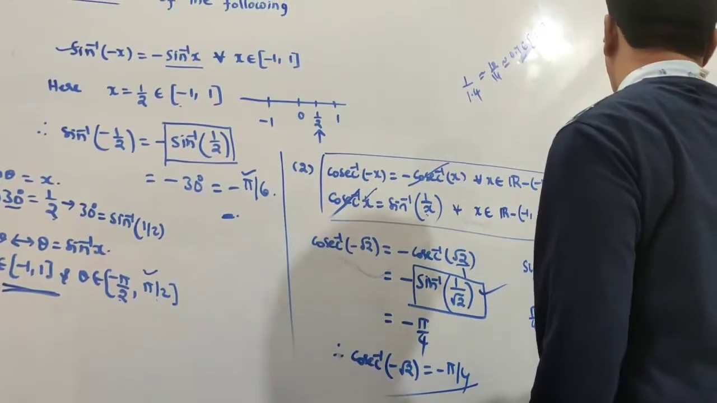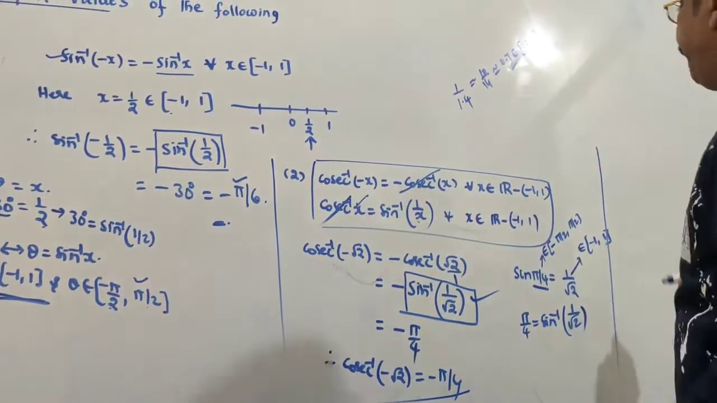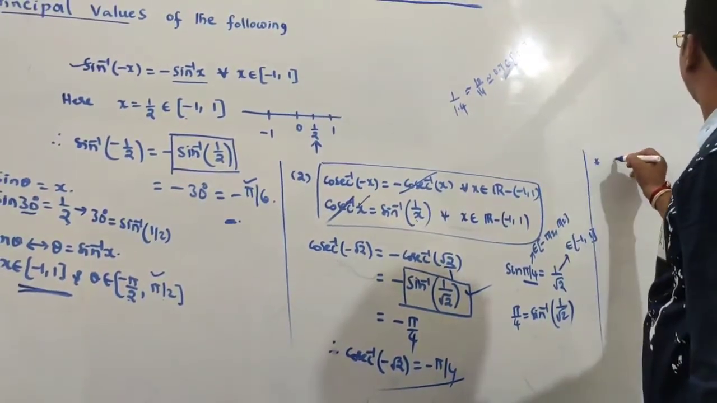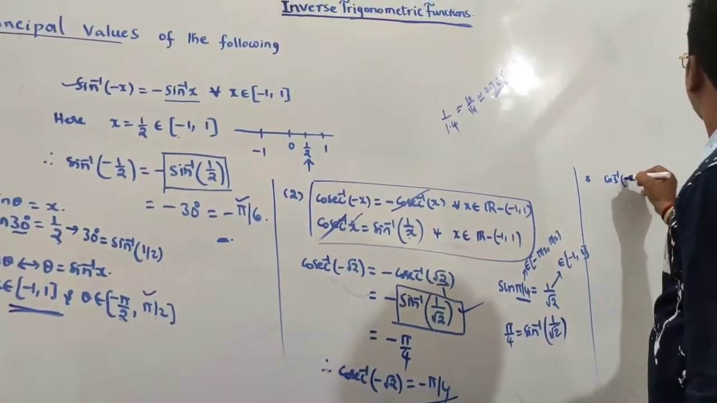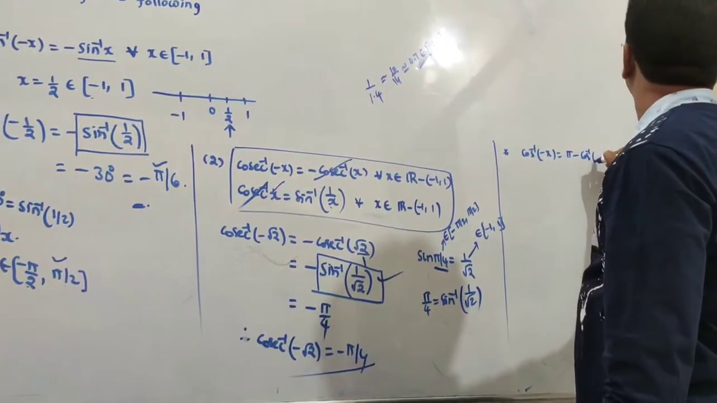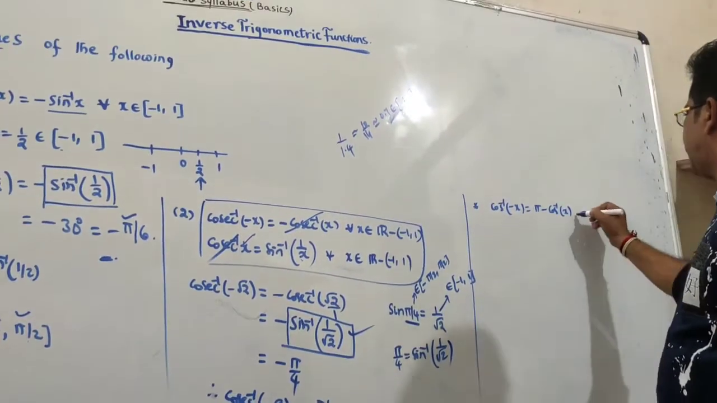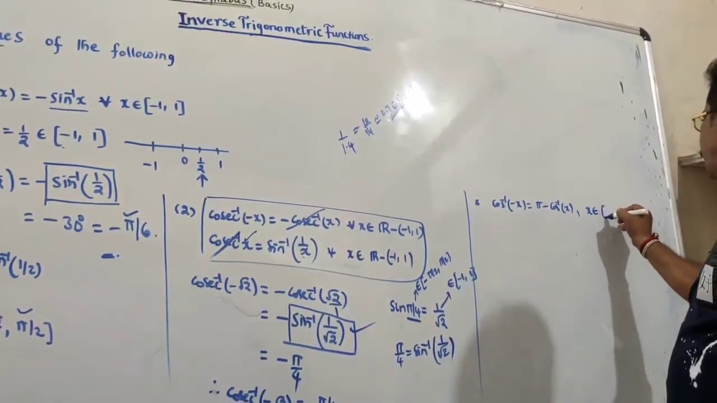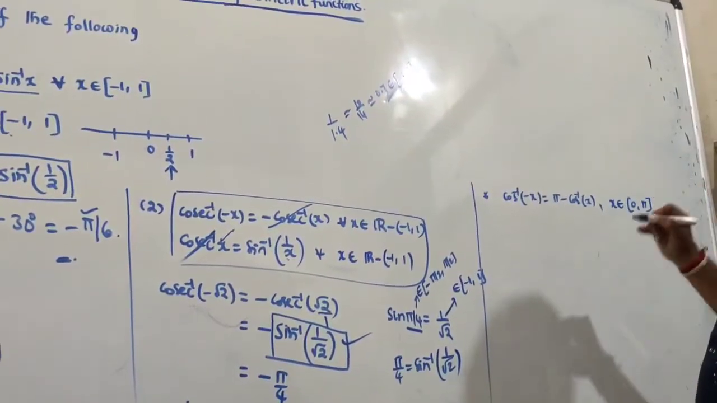Next, third one, cos inverse of. Actually the standard formula: cos inverse of minus x equals pi minus cos inverse x, where x belongs to closed interval of 0 comma pi.